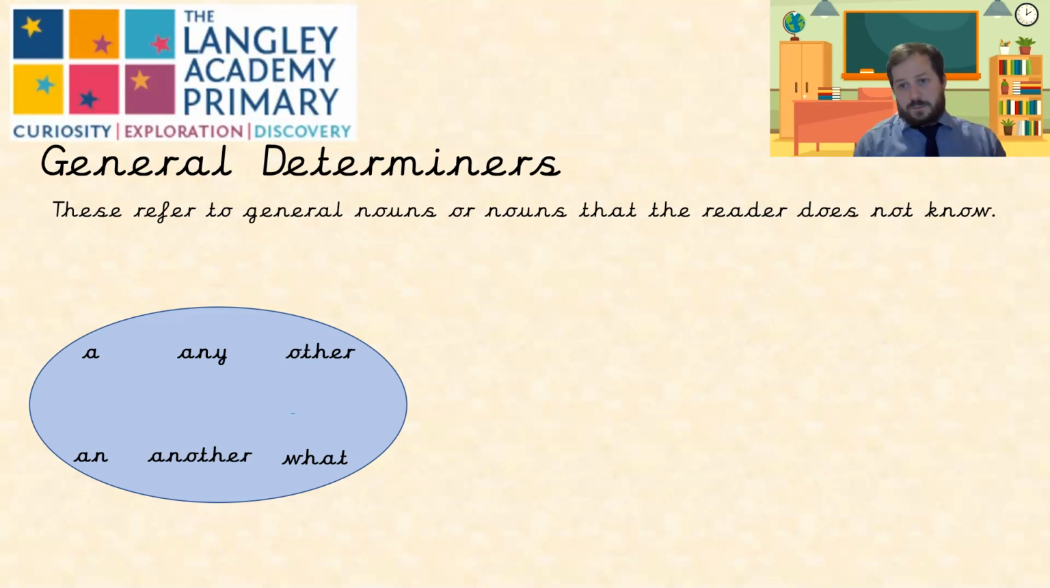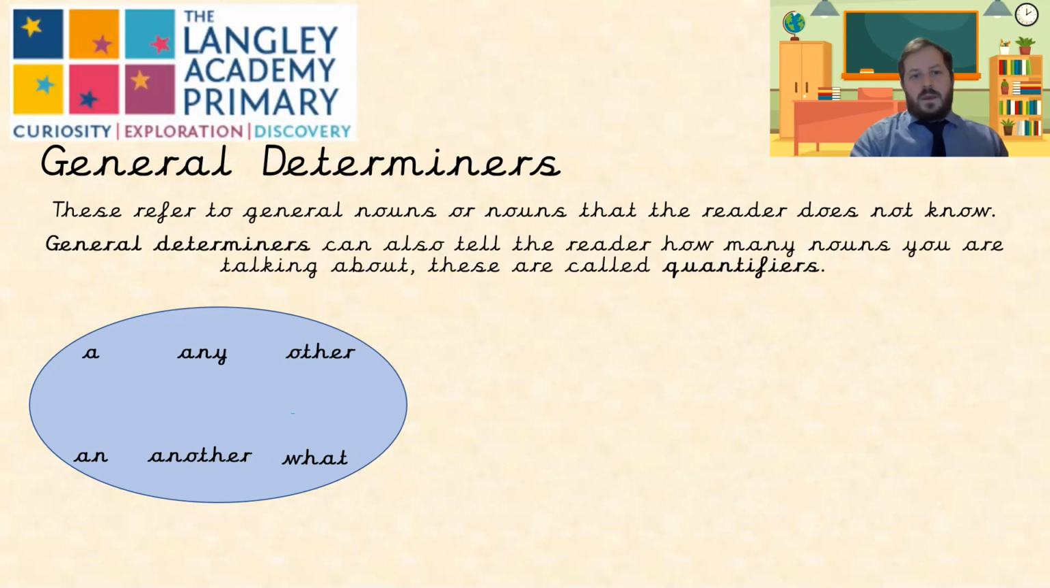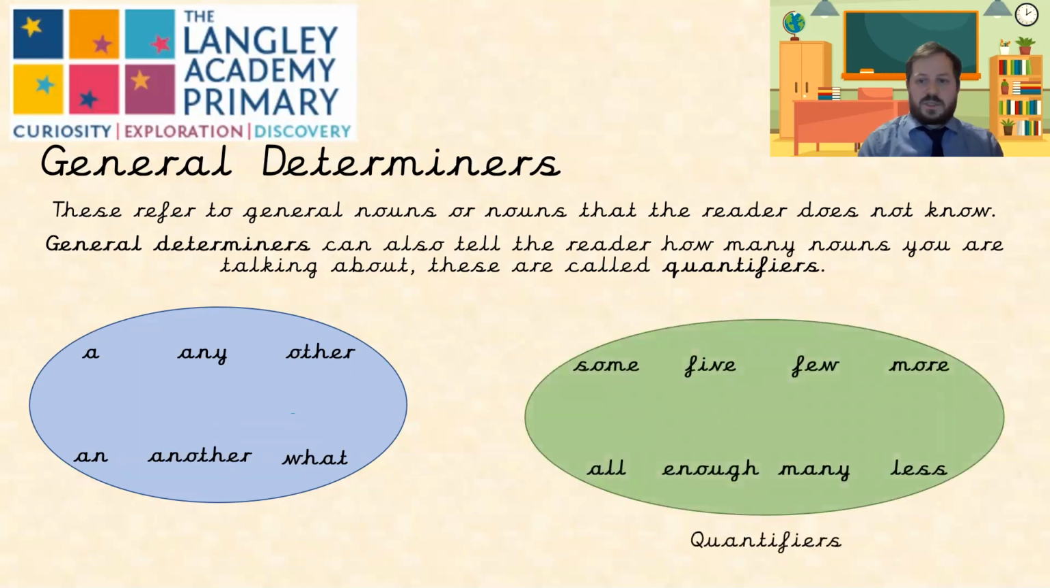Or any apples. Or what apple am I going to pick? Within general determiners, you can also tell the reader how many nouns you're talking about, and these are called quantifiers. Here's a group of quantifiers: some, few, many, all, enough, less, or five. They tell you how many of that noun you're looking at. All the apples belong to me, or I have enough pens to go around. The quantifier allows you to know how many of that noun you have.